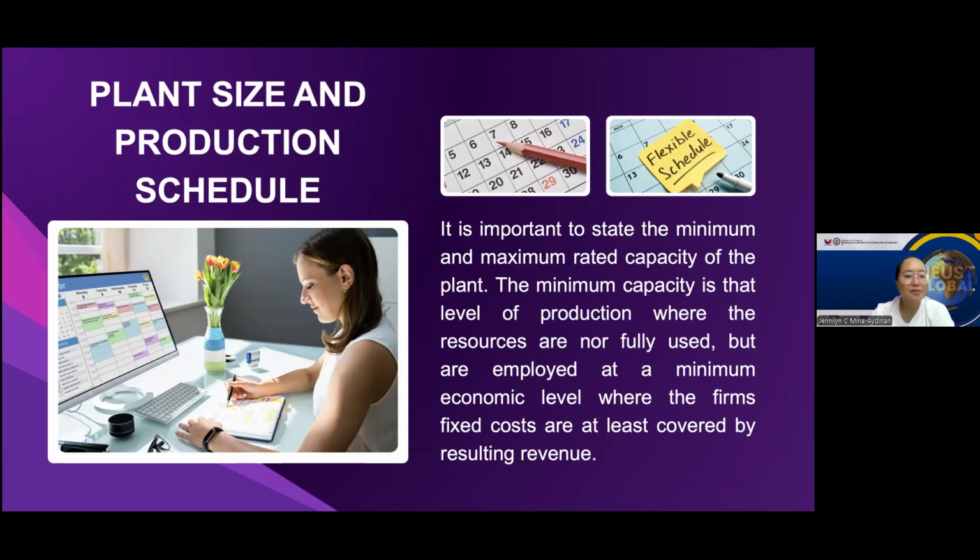Example, students planning a custom furniture workshop decide in terms of plant size, the workshop can produce 50 tables per month at maximum capacity. The minimum capacity is 20 tables, enough to cover the rent and labor cost. In terms of production schedule, the plant operates one shift per day, 5 days a week to meet the demand without overworking resources. So this structured plan ensures they can scale production based on demand while maintaining cost effectiveness.